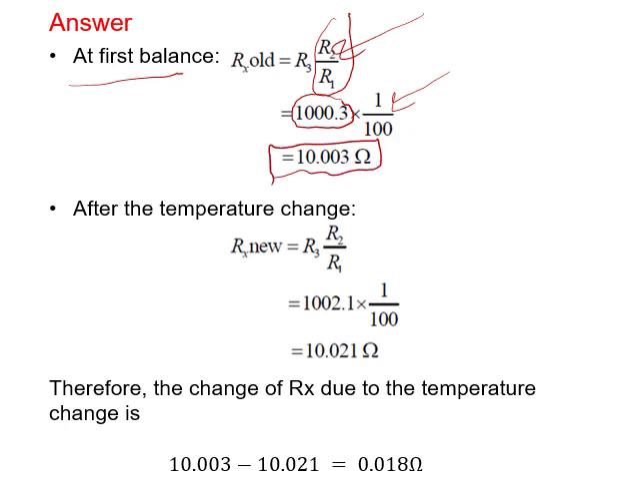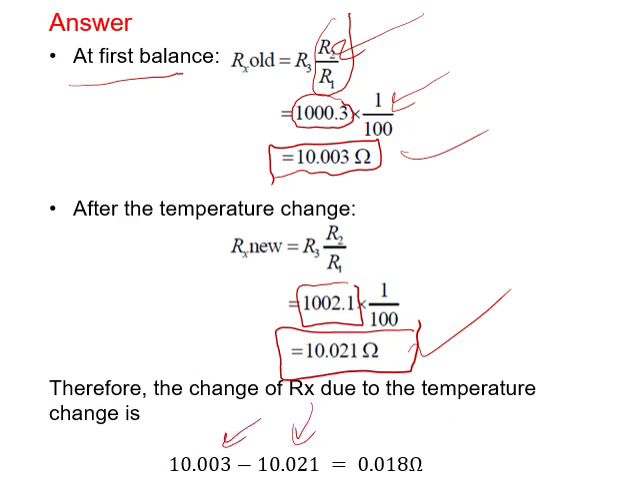Now in the second balance, when we change R3 until we get the balance again, we put the new value for R3 and calculate. Same thing. So we get the resistance Rx equal to 10.02. He doesn't want Rx, neither at the first balance nor at the second balance. He wants the change in the resistance. So we find here that the change in the resistance is the difference between the two values, which equals 0.018. So that's how we can get the change of resistance in such a case.